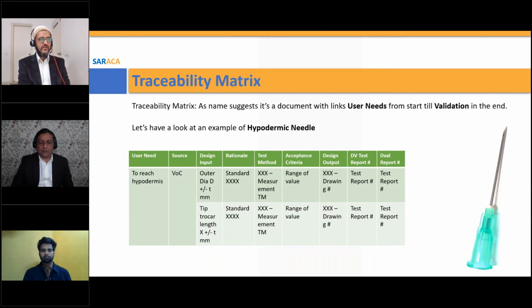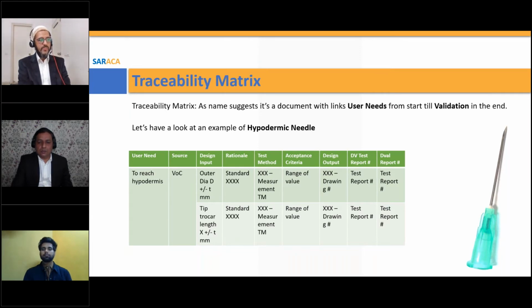Now in the next column, we'll go for the DV test report. So you'll again test this particular outer dia according to your test method. Now you have your test method defined, and you have your product, so you will test it and report it in your DV report. Similarly, the next would be DVAL. DVAL is design validation. In design validation, you will actually see if you are reaching the hypodermis or not. So you'll have to design a test in which you can prove that you are actually able to do that, or that the product is meeting the user need.